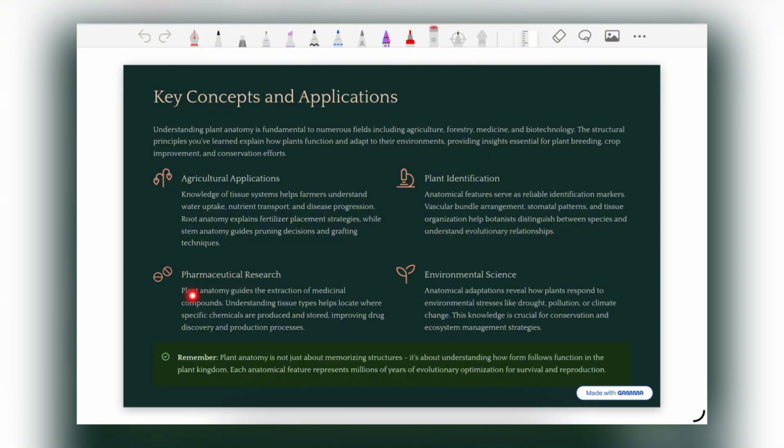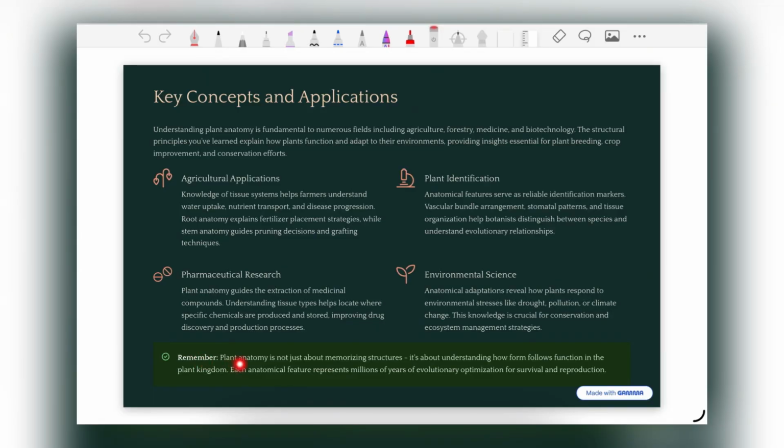Pharmaceutical research. Plant anatomy guides the extraction of medicinal compounds. Understanding tissue types helps locate where specific chemicals are produced and stored, improving drug discovery and production processes. Environmental science. Anatomical adaptations reveal how plants respond to environmental stresses like drought, pollution, or climate change. This knowledge is crucial for conservation and ecosystem management strategies.